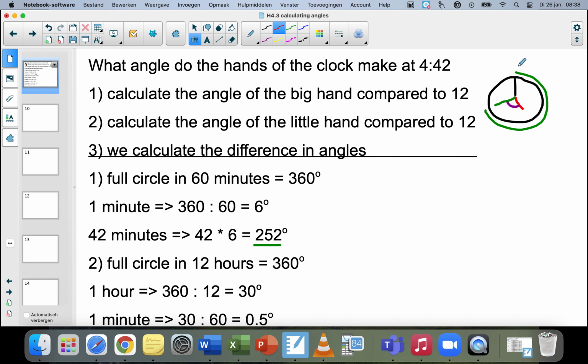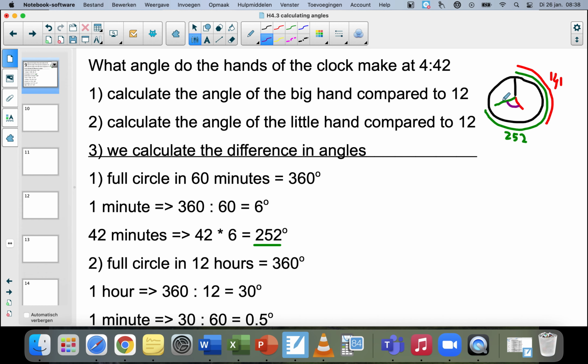So it's a bit more steps than the big hand, but the idea is the same. We're looking at 12. The only thing, it first goes 4 hours, so we have to calculate that, and then it goes another 42 minutes. So this is 141, and the green angle was 252, and using those we can now calculate the difference.